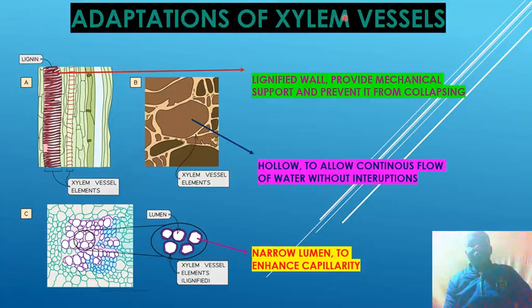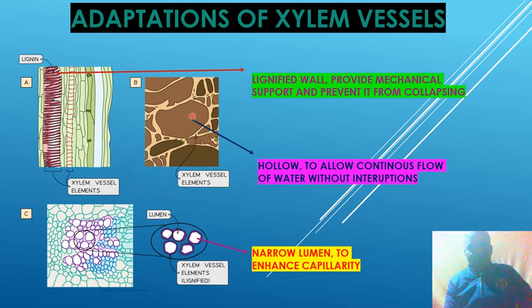So let's first look at the adaptations of the xylem vessels. These are the structures of the xylem vessels, from their lignification to their lumen, being hollow. When you check this one, you can check the lumen. We're saying narrow lumen. The lumen of a xylem vessel is narrow, and this is to enhance capillarity.